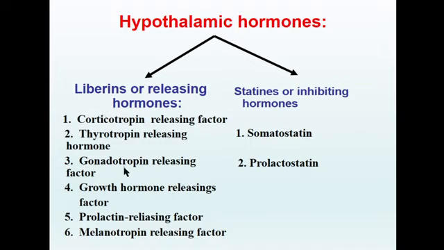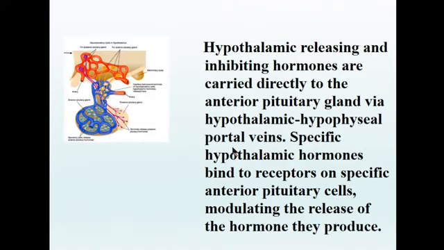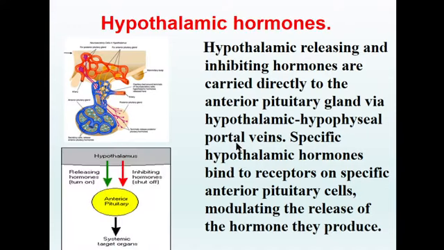And we know 6 different releasing hormones: corticotropin releasing factor, or corticoliberin; thyrotropin releasing hormone, or thyroliberin; gonadoliberin; growth hormone releasing factor, or somatoliberin; prolactin releasing factor, or prolactoliberin; and melanotropin releasing factor. And only 2 statins, or inhibiting hormones, inhibiting factors, inhibit production of hormones in the pituitary. The hypothalamic releasing hormones, you see, either increase production of hormones in the anterior pituitary, or, in the case of inhibiting hormones, inhibit it.